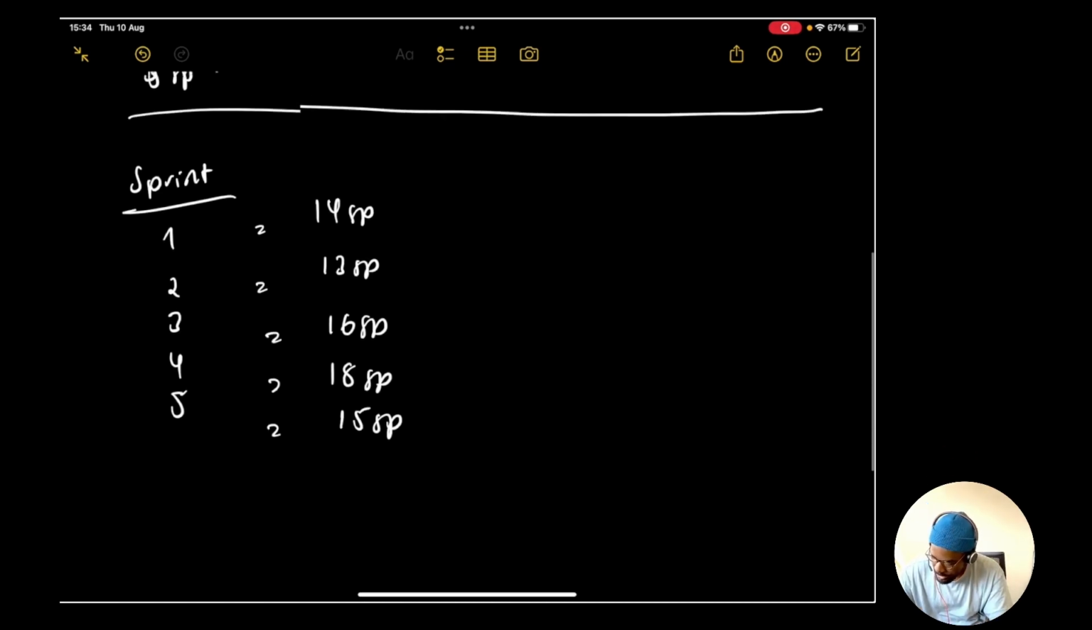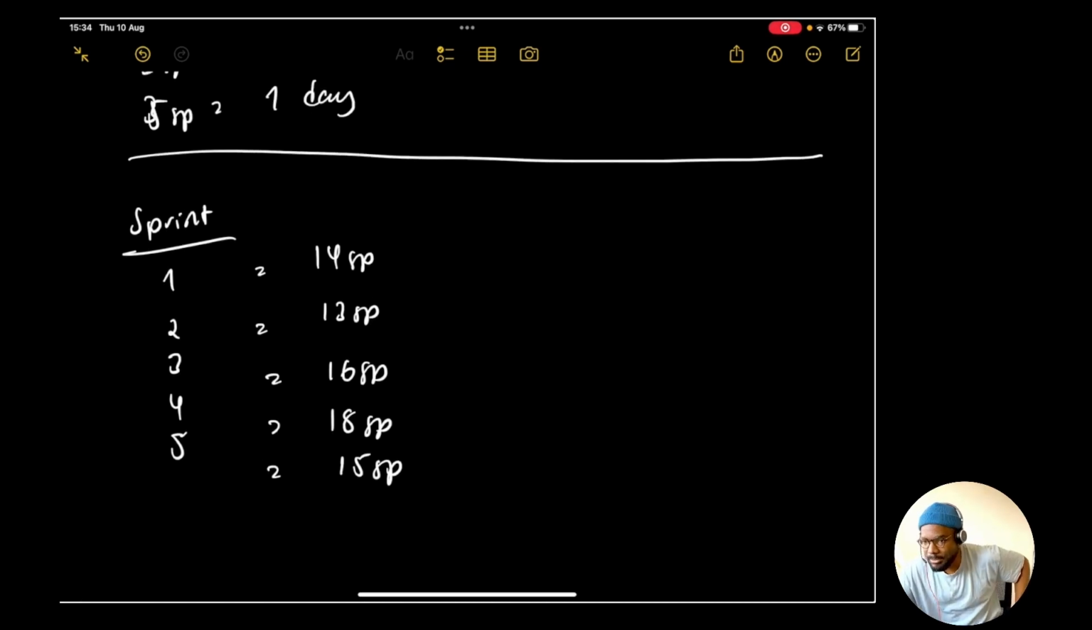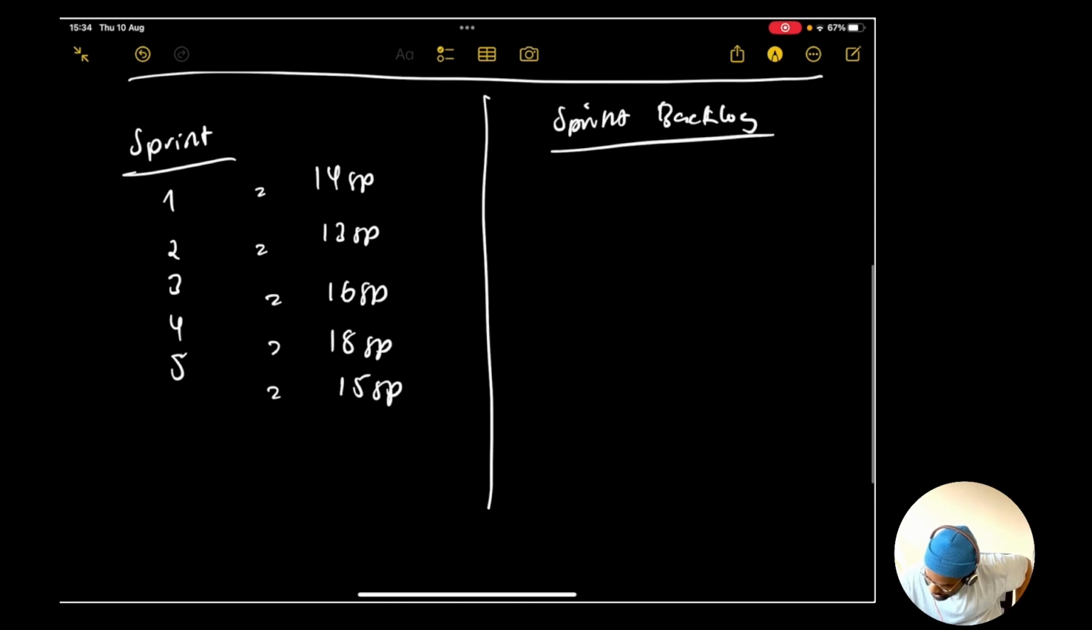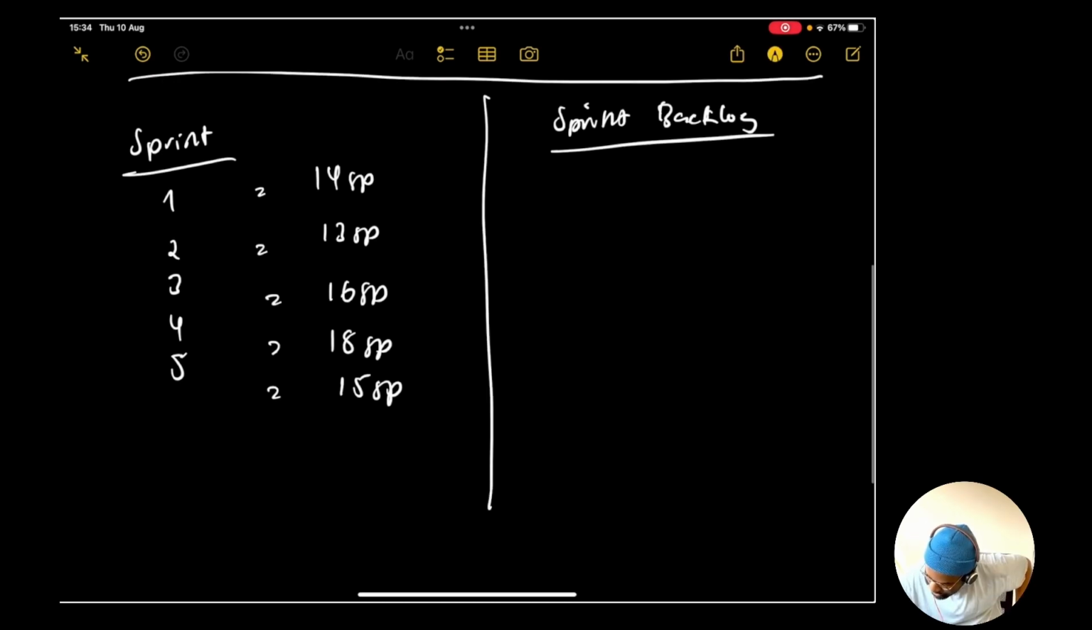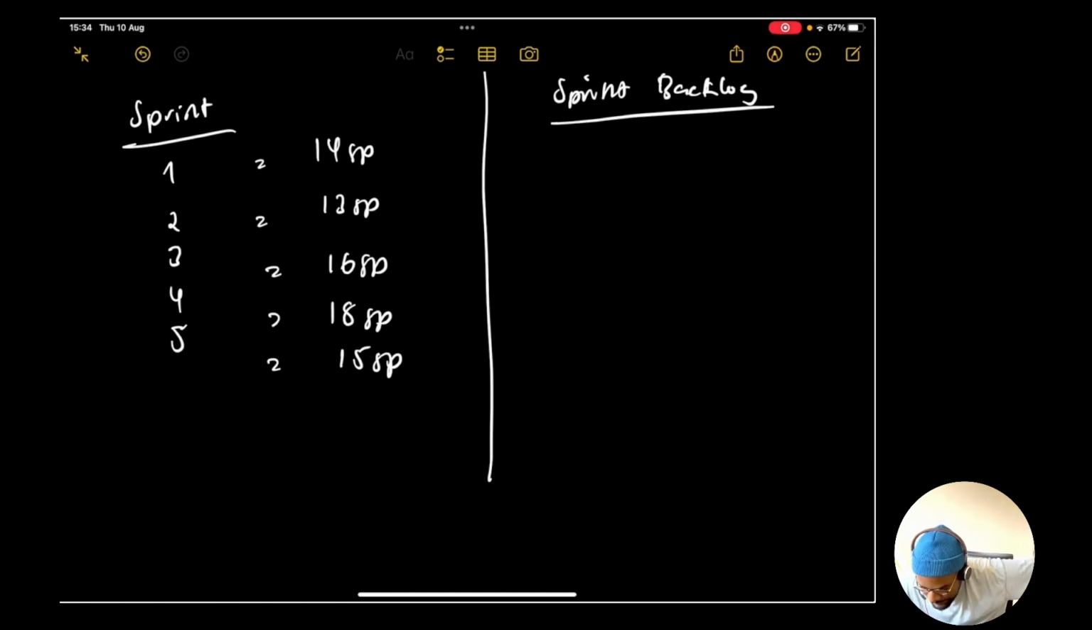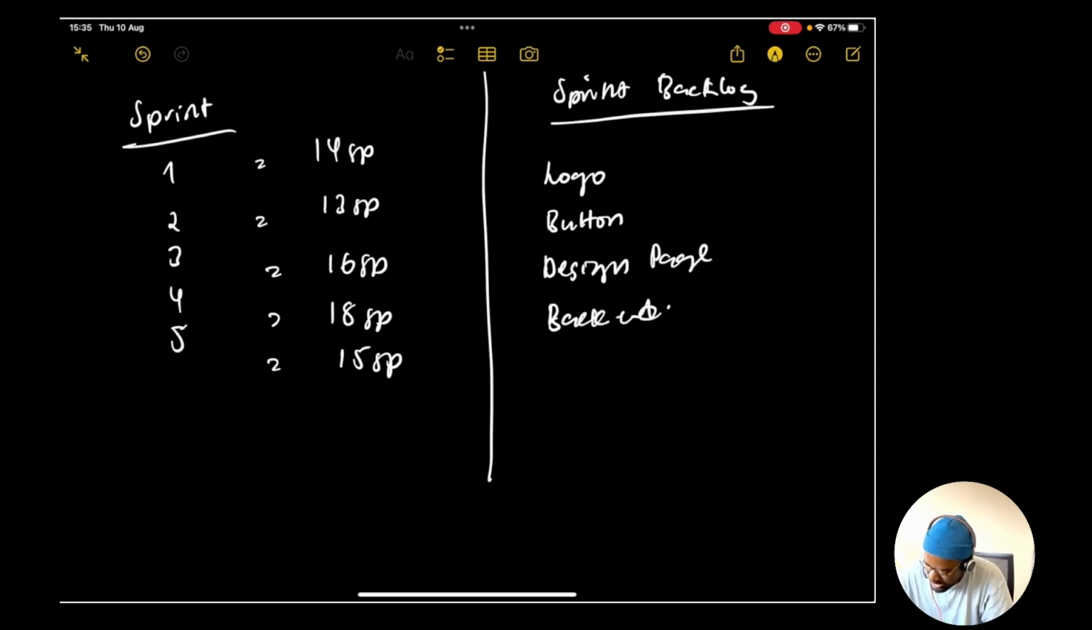It's simple. We'll look at the sprint backlog, because we're talking about sprint in this case. So let's say we are trying to have our release, and our release contains a series of user stories, right? Let's say we have got a logo, we've got a button, we've got maybe a design page, we've got some back end as well.